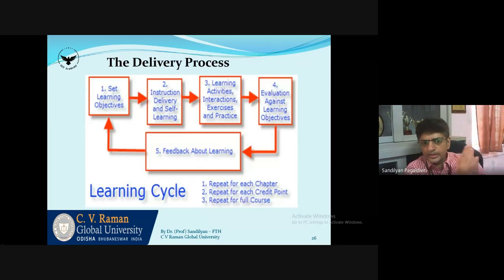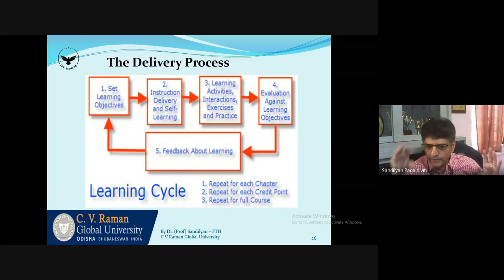Okay, so look at the delivery process. 1, you set the learning objectives. 2, the instruction and delivery and self-learning that is required. This is the pre-preparation and preparation part. 3, what are the activities that you will be doing? This is actually doing the delivery, the classroom session, interactions, exercise, practice. Number 4, evaluation. And finally, feedback.